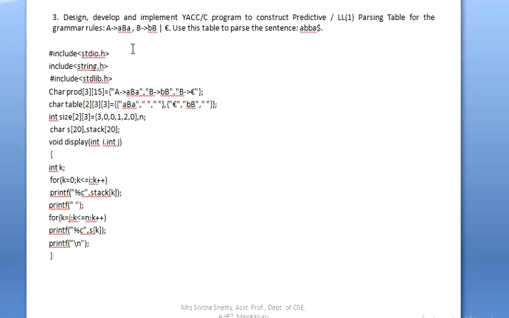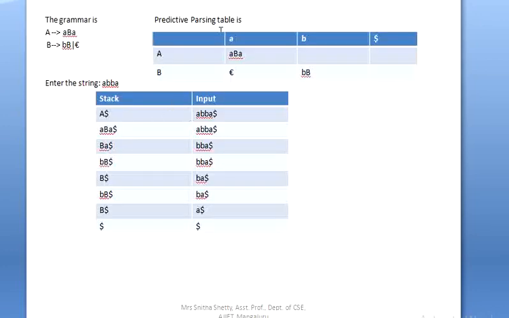Now let us look at the grammar. A gives ABA, B gives BB, and one more is B gives epsilon. So now let us construct the parsing table, then I'll come to the explanation for this program. Let us see how to construct the parsing table. So you can see here.